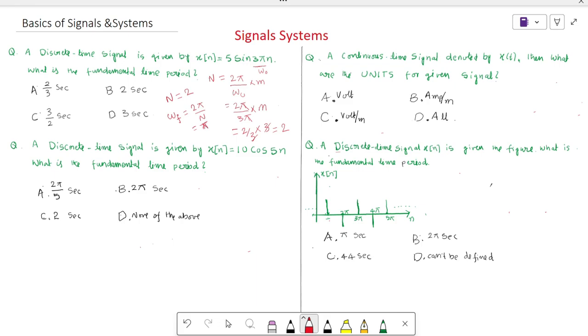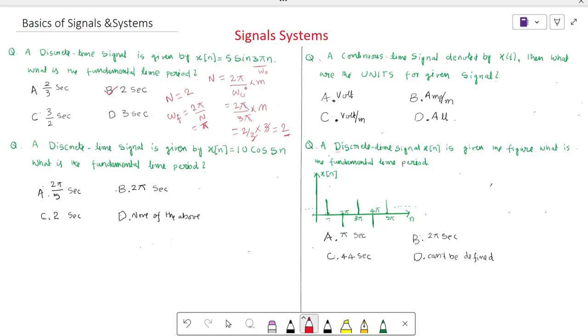This is the general angular frequency. This is the fundamental frequency. Okay. So in the question, what is being asked? What is the fundamental time period? What did we get? The answer is 2 seconds. So the option is 2. But most of the students, they don't know the formula.